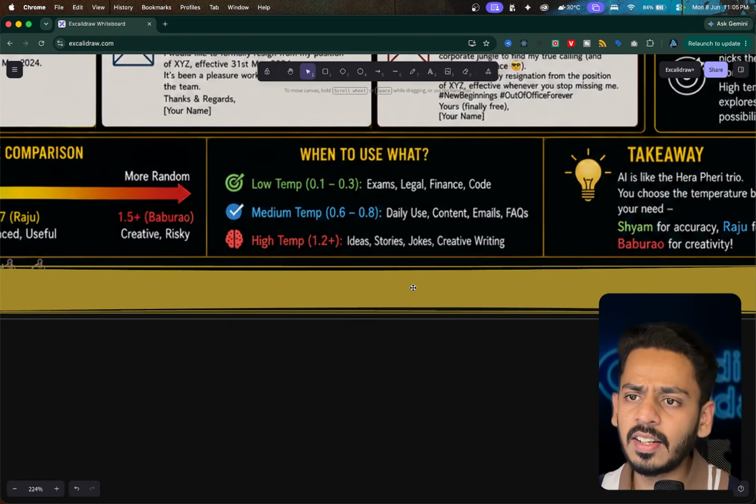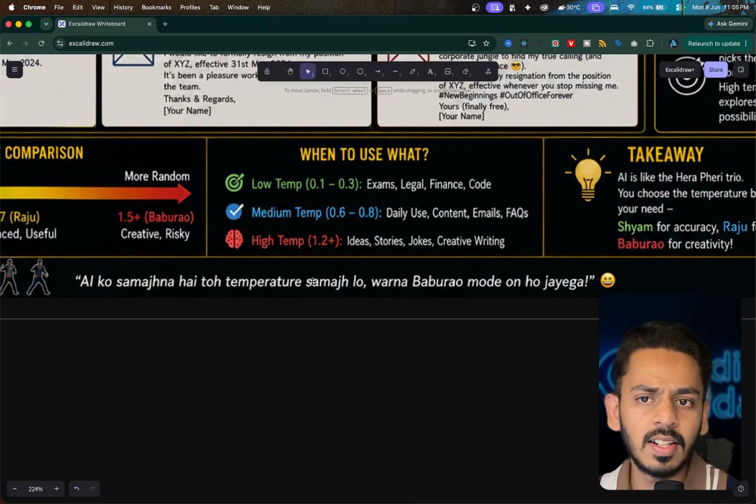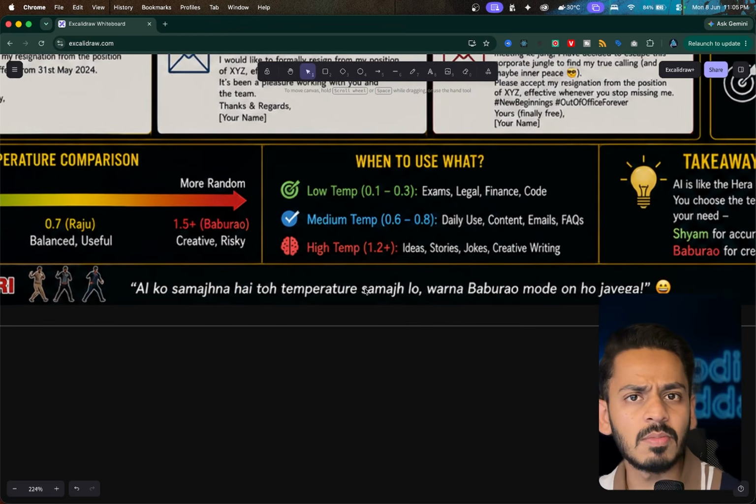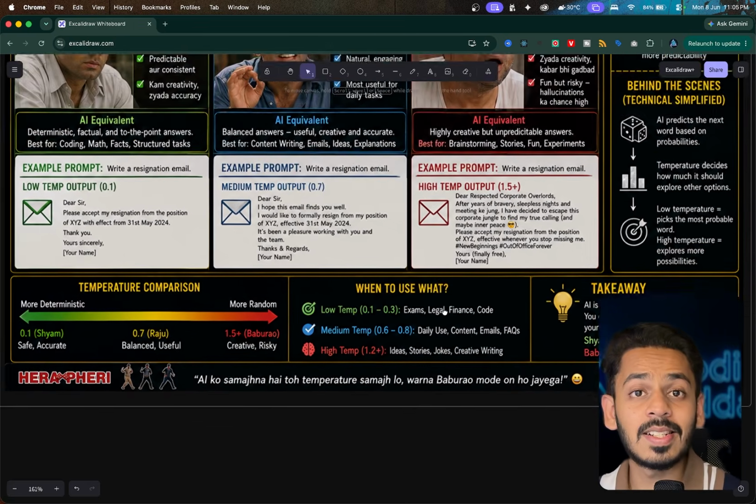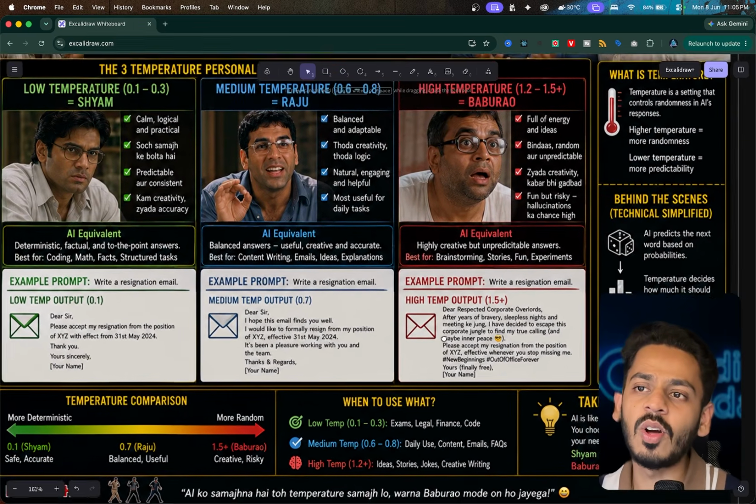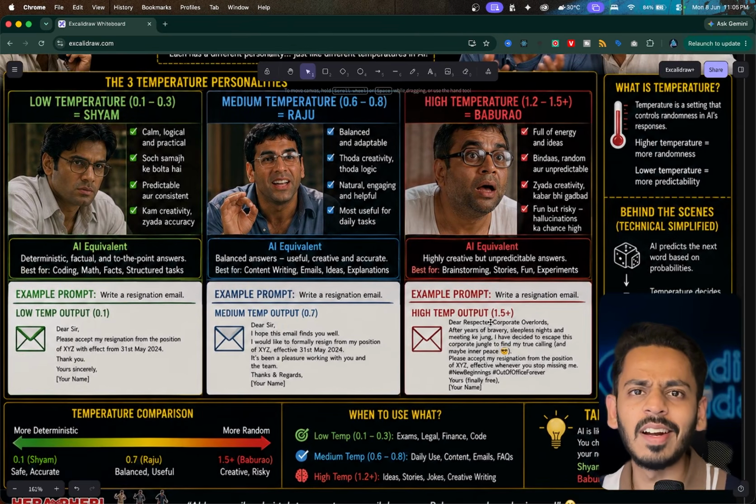The last thing that we are going to say here is: AI को समझना है तो temperature समझो, वरना बाबूराव मोड ऑन हो जाएगा. Meaning, if you want to understand AI, please understand what temperature is. Otherwise, your Babu Bhaiya mode will get triggered.